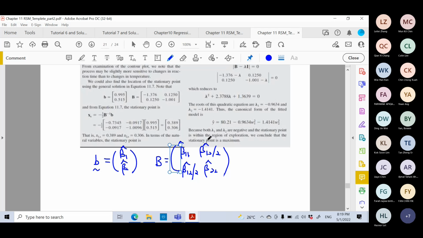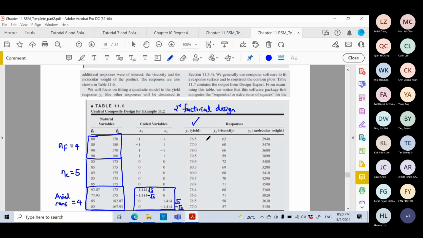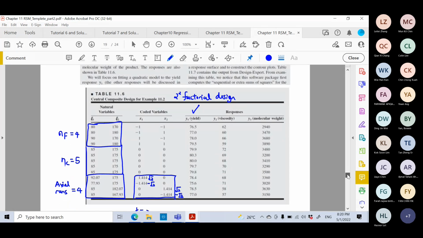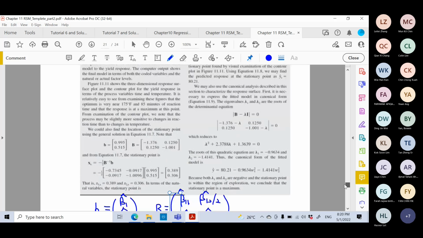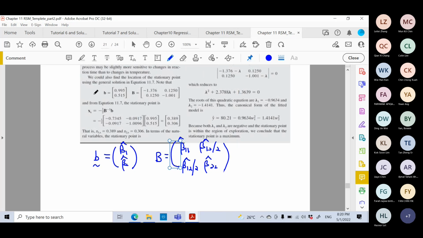Of course, how are you going to get your B12 hat? Because you already ran the factorial, you already have a data set. Then you can use a regression idea to calculate all the parameter estimates for the regression. So you can try it out, then you can get B1 and B22 here. Once we have it, we just put it here. This one and this one. Okay, you have these two.